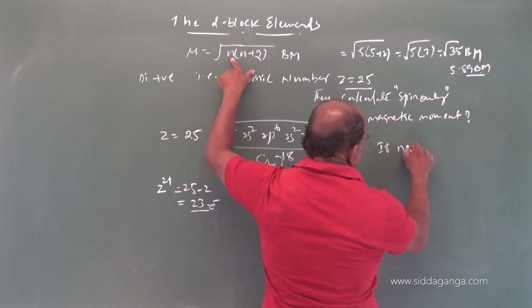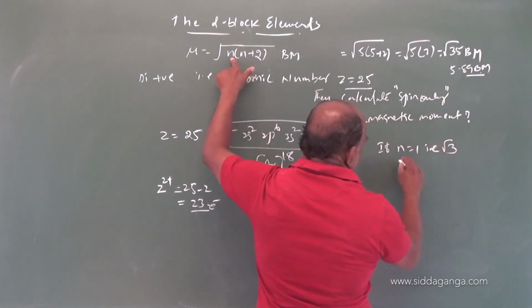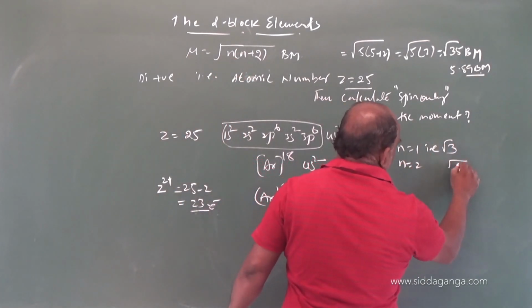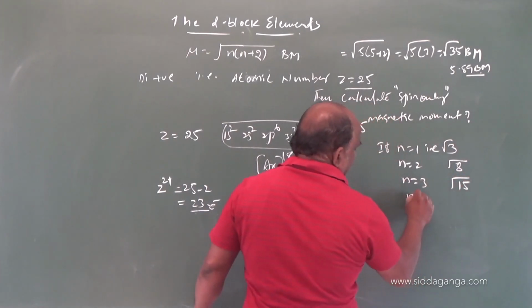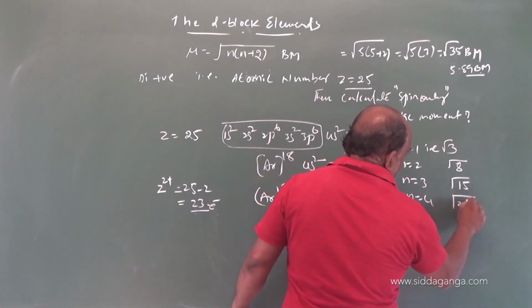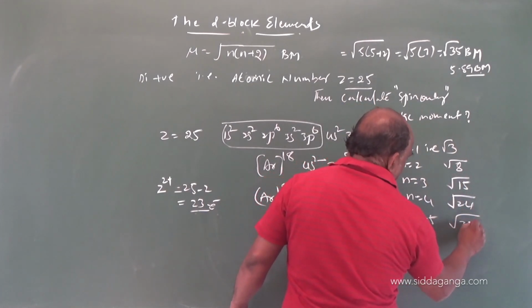If n is equal to 1, that is root 3. If n is equal to 2, root 8. N is equal to 3, root 15. N is equal to 4, root 24. And n is equal to 5, root 35.